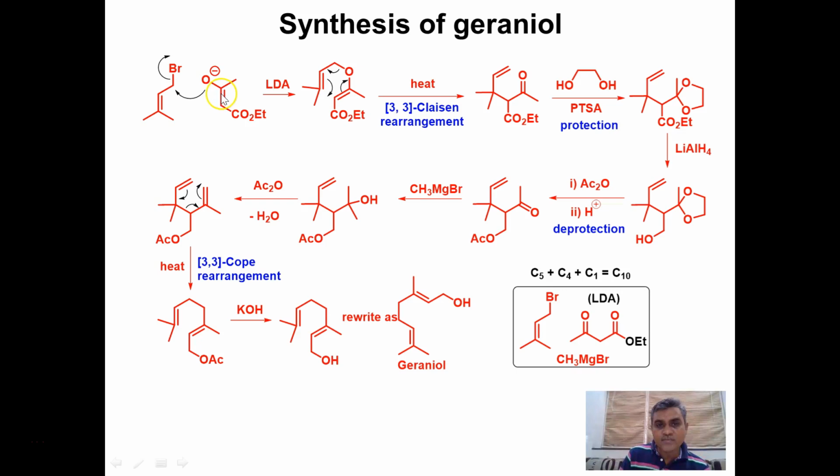Various concepts are involved here. Enolate chemistry is involved, sigmatropic reactions are involved, and protection and deprotection strategies are involved. Here there is also protection and deprotection to some extent. The alcohol is protected, and later on the alcohol is deprotected here. So this synthesis is very interesting as far as the concepts are concerned.